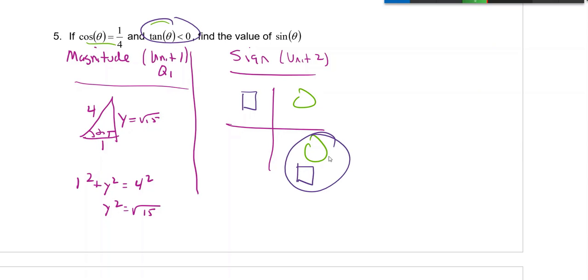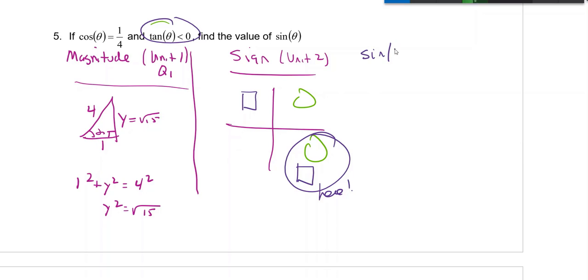So this is the quadrant we're in. We're in quadrant 4, because that's the only quadrant that satisfies the condition that the cosine is positive and the tangent is negative. So we put all this together now to write down our trig functions.